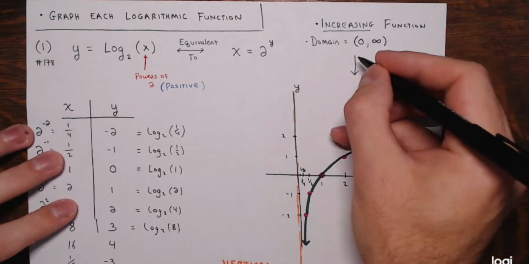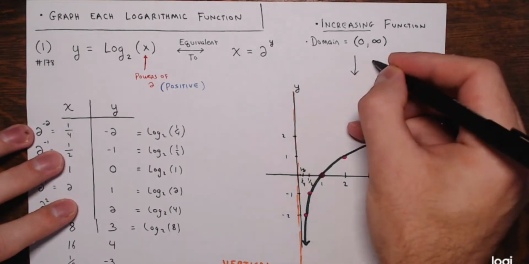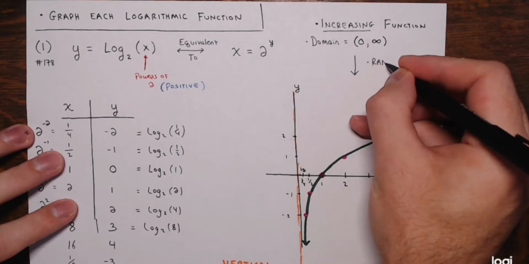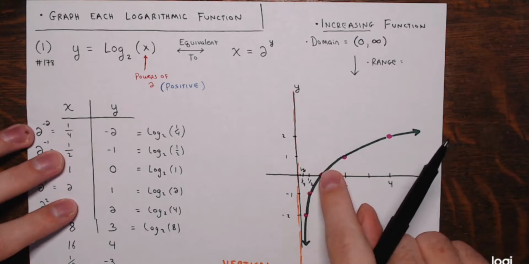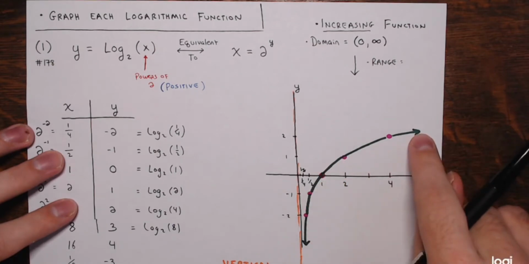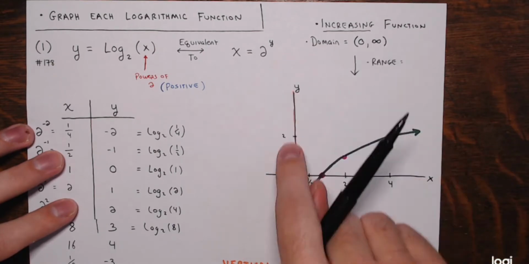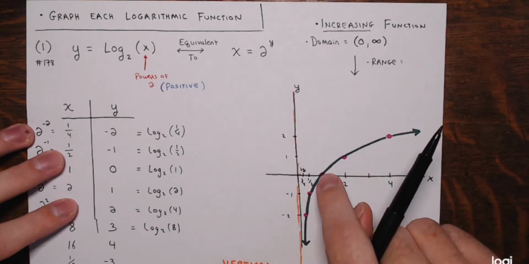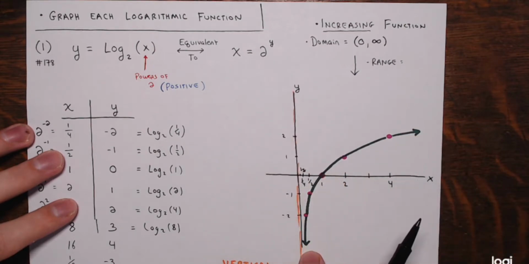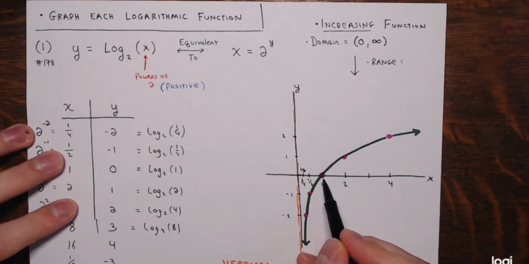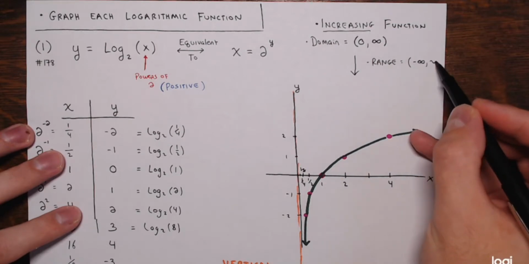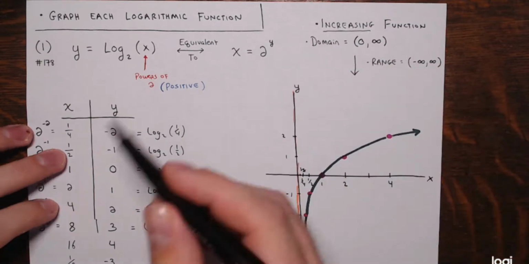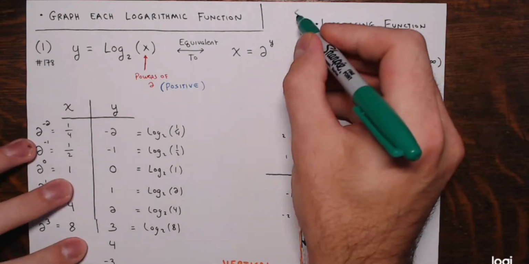And then the range, I guess I should have left more space here. The range is all real numbers. Look at this. The graph is going up forever this way. So every y value that's positive will be hit. And the graph is going down forever as it gets closer to the y-axis. So every negative y value will be hit as well. And 0 is hit at x equals 1. So the range is all real numbers. So this is important to remember up here as well.